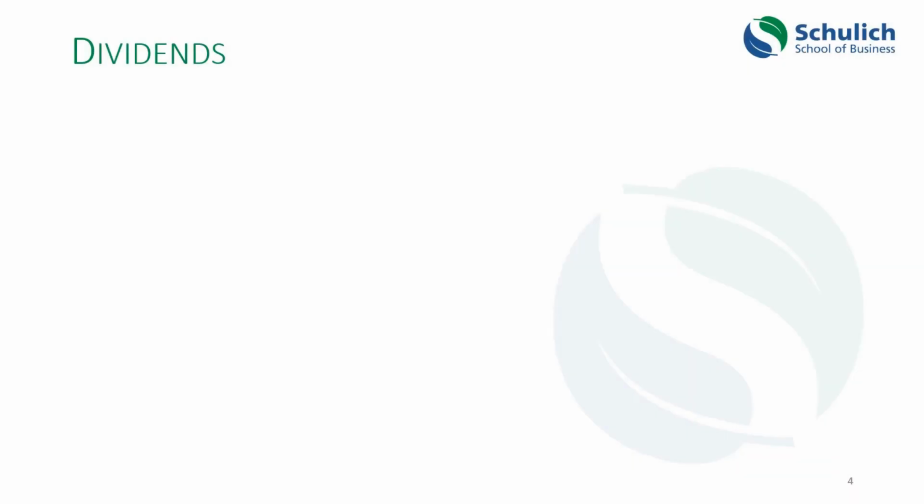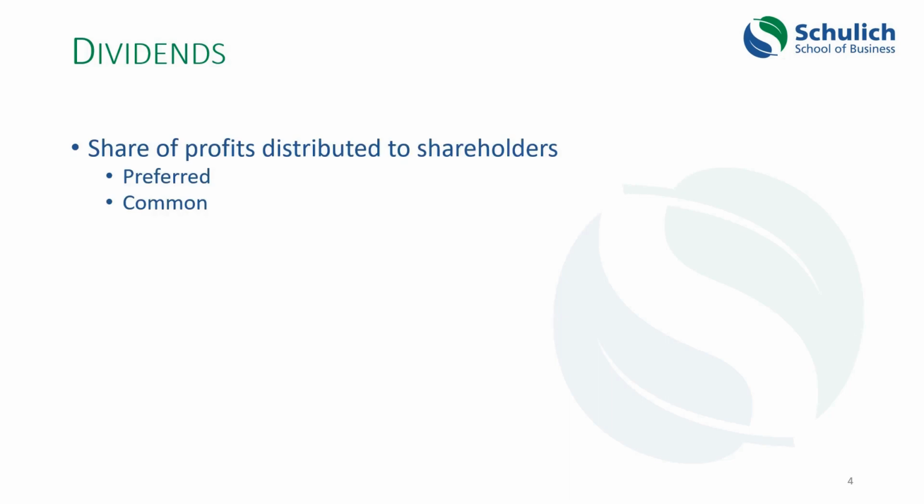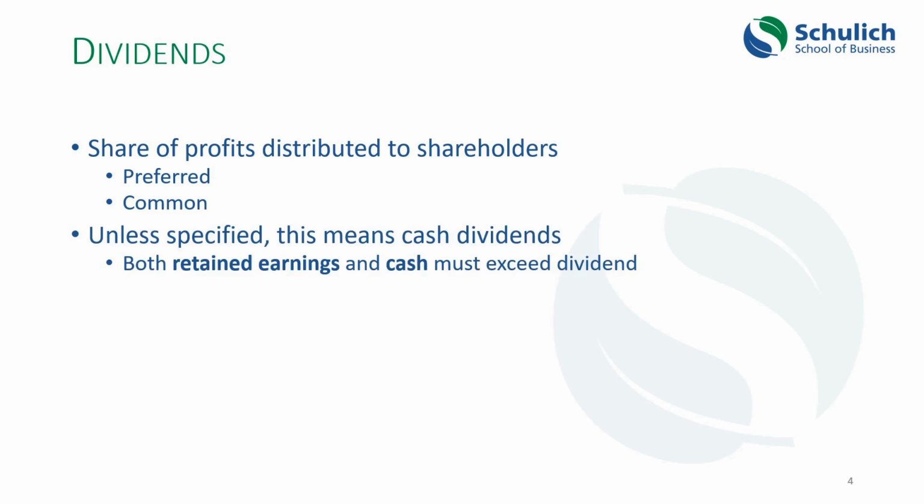Let's start by looking at the very important concept of dividends. Dividends are just when a company distributes a share of its profits to its shareholders, and that includes the preferred shareholders and the common shareholders. Unless we are being very specific otherwise, what we're talking about when we say dividends is cash dividends. So this means the company is distributing cash to its shareholders.